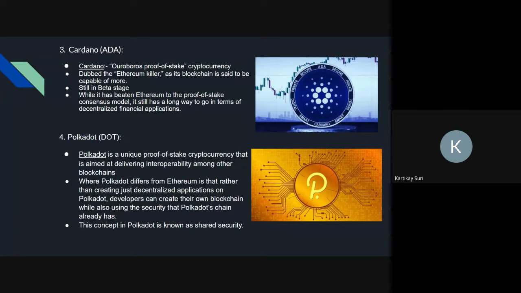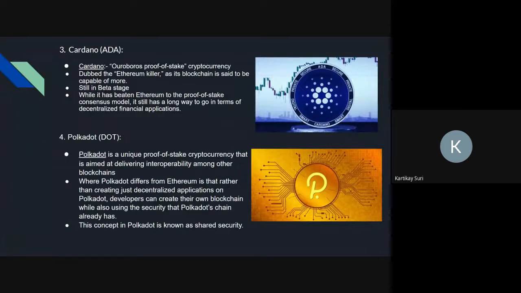Fourth, we have Polkadot, symbolized by DOT. Polkadot in itself is a very unique proof of stake currency, which is aimed at delivering interoperability among many blockchains. Where Polkadot differs from Ethereum is that rather than just creating decentralized applications on it, developers have the option of creating their own blockchains while using the security that Polkadot's chain already has.